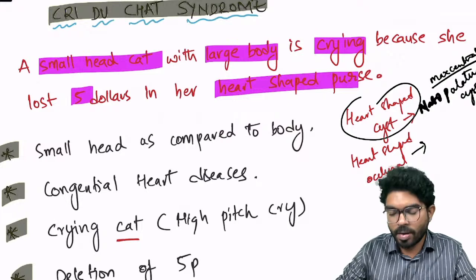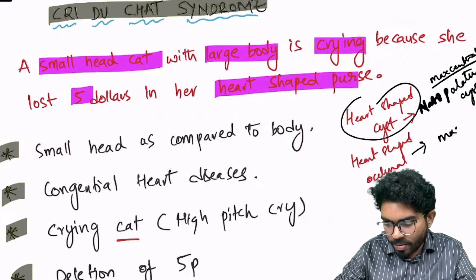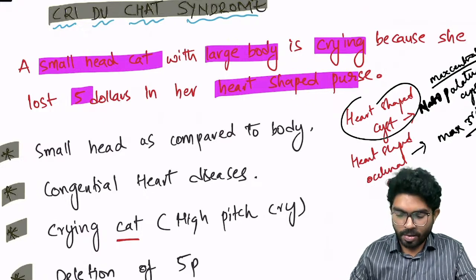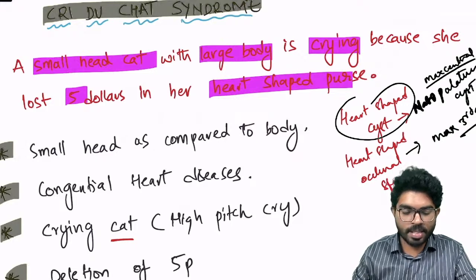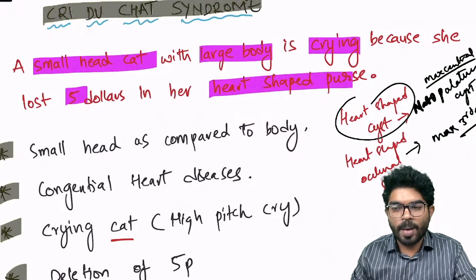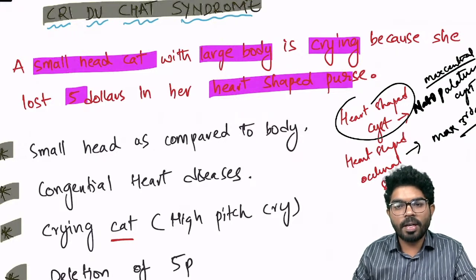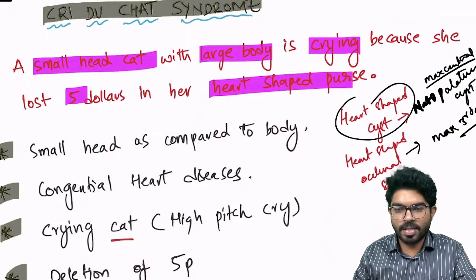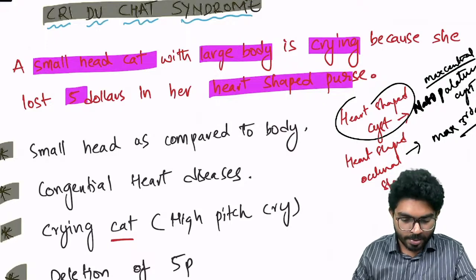Coming to heart-shaped occlusal surface, that is going to be your maxillary third molar. The maxillary third molar is going to have a heart-shaped occlusal surface. So heart-shaped cyst is nasopalatal cyst, which is present between two central incisors, whereas heart-shaped occlusal surface is going to be your maxillary third molar.